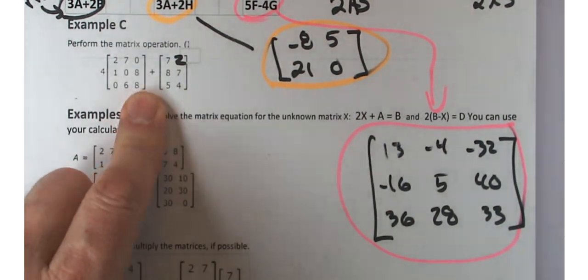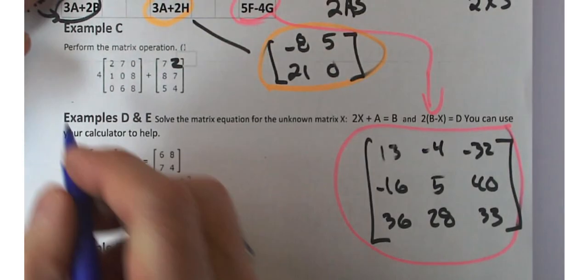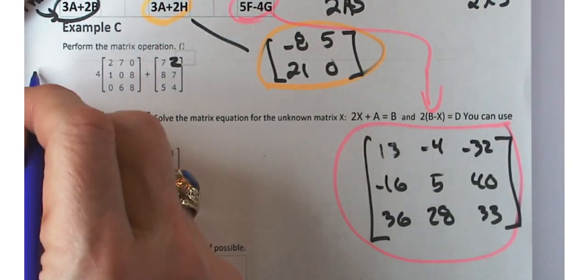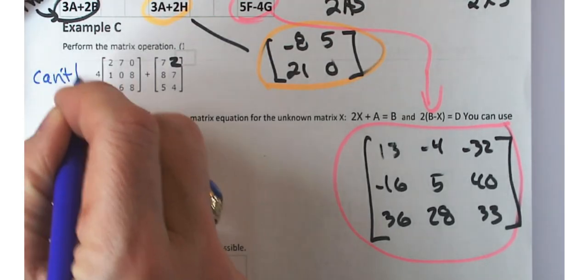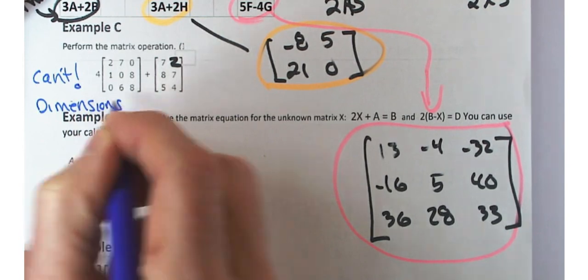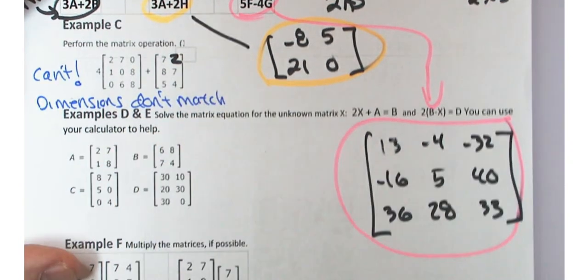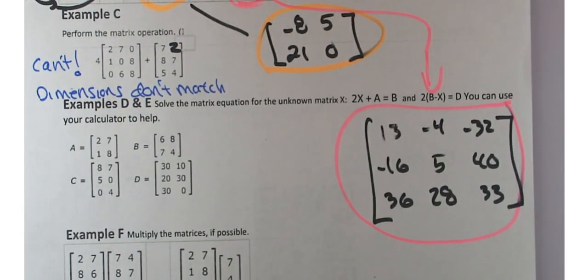What's going to happen when we try and add these together? Dominic, is that going to work? Why not? Yeah, the dimensions don't match. So we can't. Great, so we're kind of spared a little bit of work on that one.